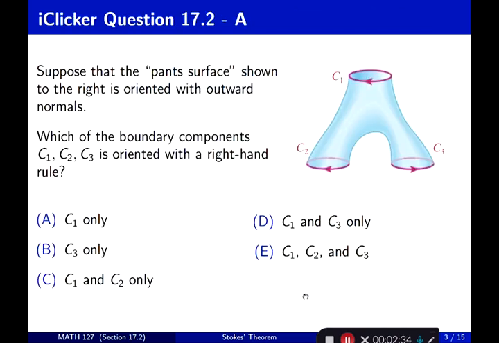So question 1, I click question A of 17.2. Suppose that the surface shown to the right is oriented outward, with outward normals. Which of the boundary components C1, C2, and C3 is oriented with the right-hand rule?